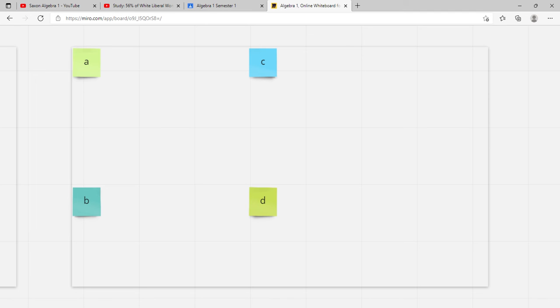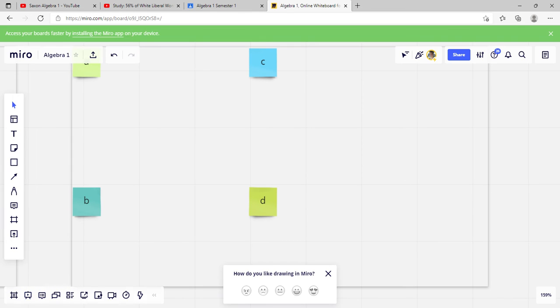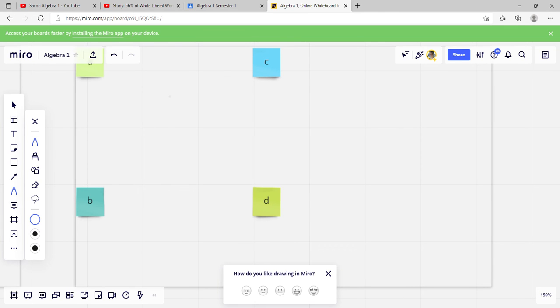So the first one says the team played 65 games. If the ratio of wins to losses was 3 to 2. So I'm going to go, here's my box. Whoops, that was a crooked line.